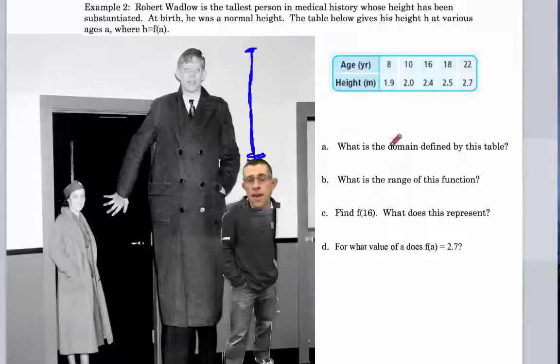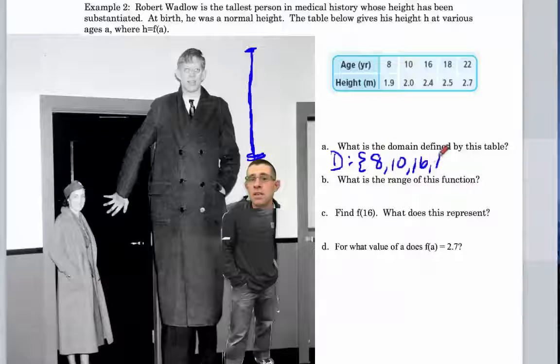All right, now what is the domain defined by this table? This is an example of a discrete domain. Discrete simply means it's not continuous. They're just specific points. So the domain here can be listed using these points: 8, 10, 16, 18, and 22. Remember, the domain represents our independent variable. It is the x variable.